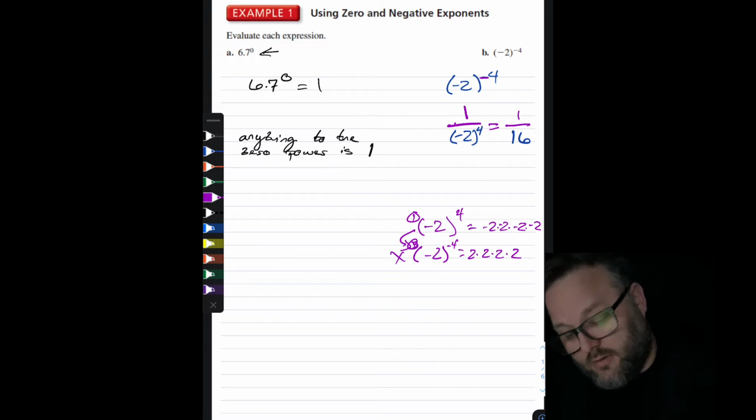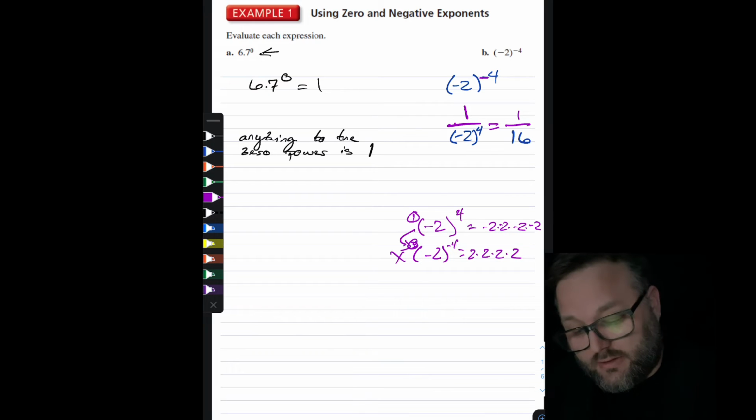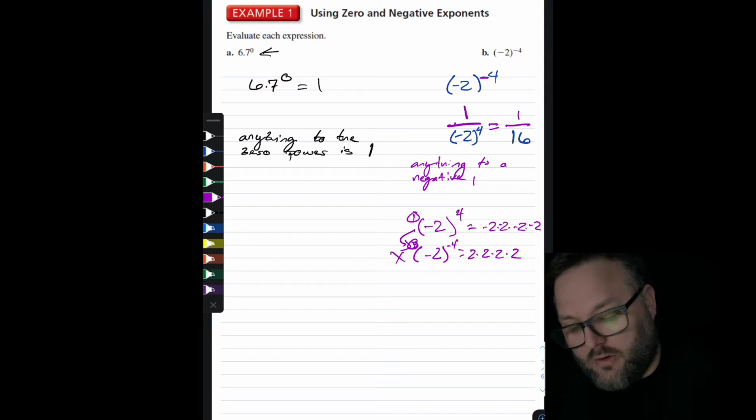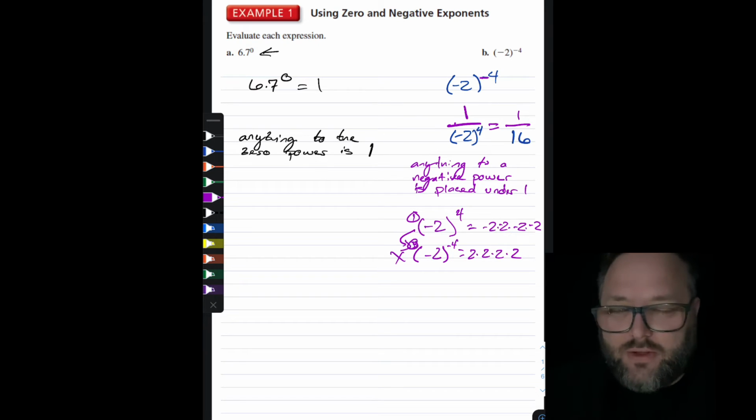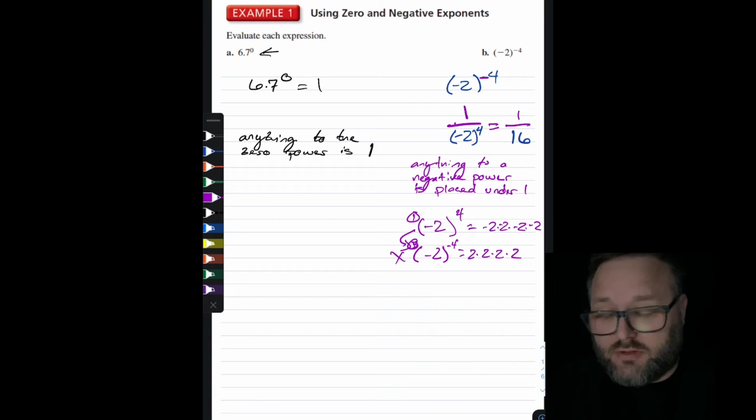Now, over here, the rule is anything to a negative power is placed under 1. I'll phrase it that way. There's different ways we could do it. Like I said, it's inverse, things like that.